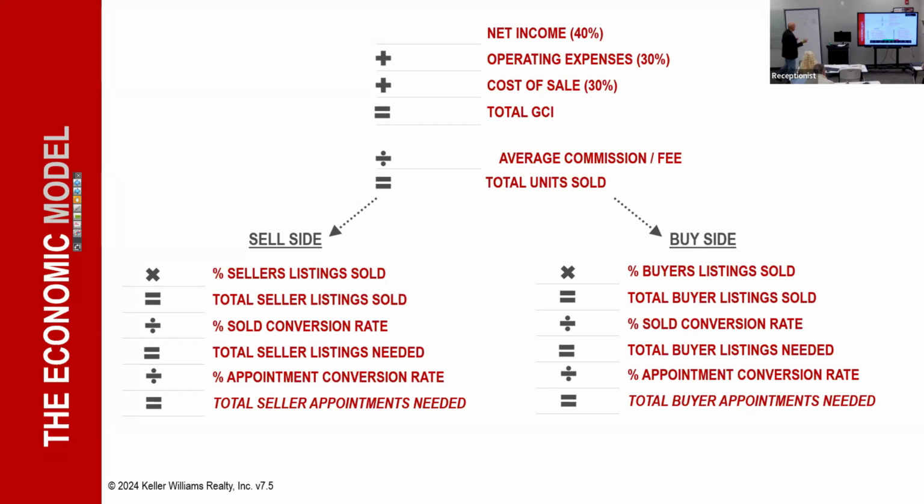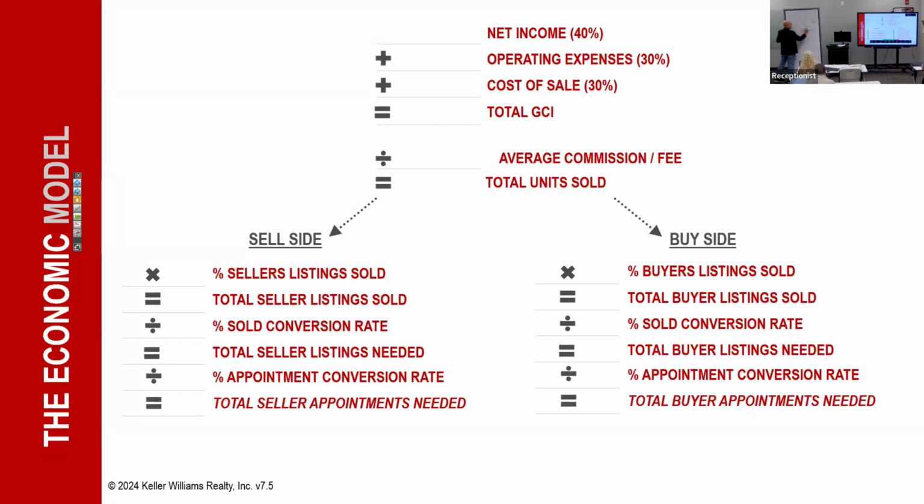Now, we want to divide that by 0.4. What's $135,000 divided by 0.4? $337,500. That's the total GCI we want to make.